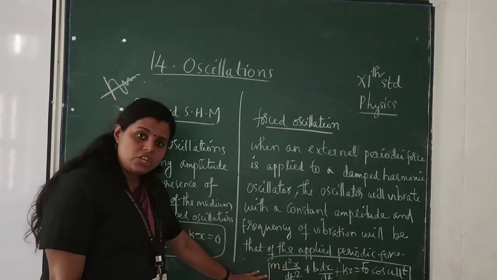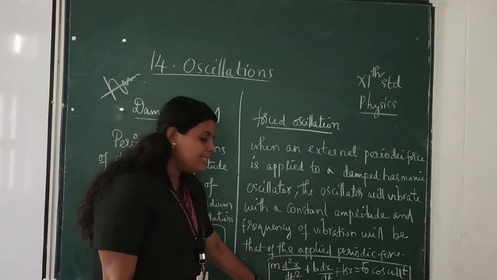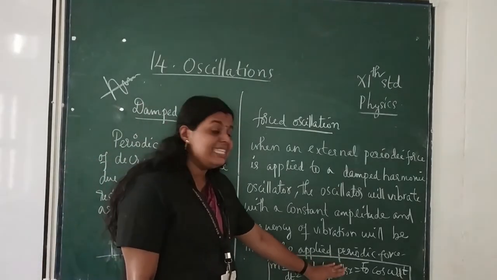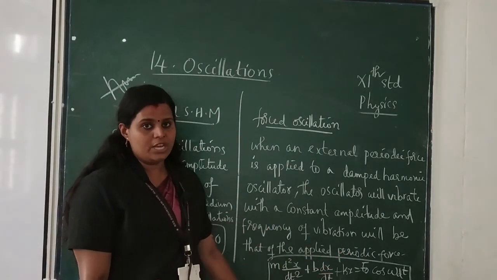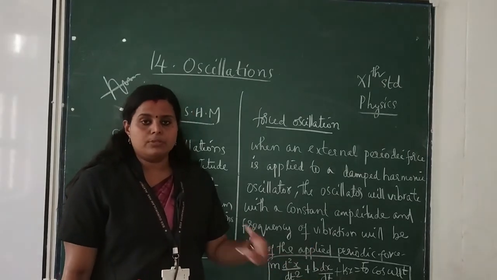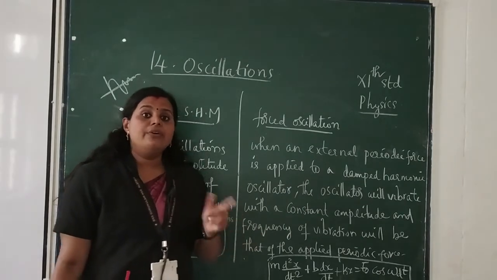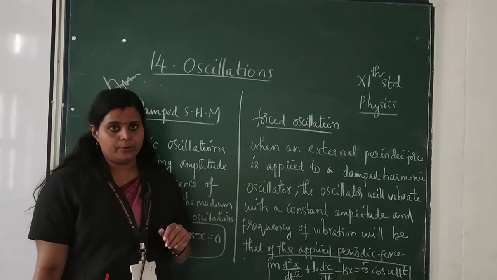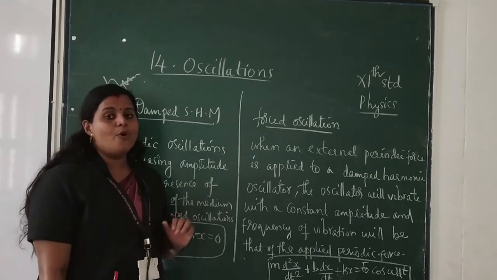And this is the differential equation for this forced oscillation. M into d square x by dt square plus b into dx by dt plus kx is equal to F0 cos omega_d t, where F0 cos omega_d t is the driving force, നമ്മൾ external ആയിട്ട് കൊടുക്കുന്ന periodic force, and omega_d is the frequency of this driving force. So hope you understood the difference between damped simple harmonic motion and forced oscillation.